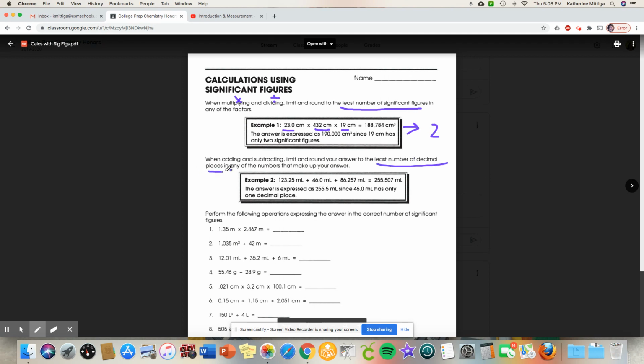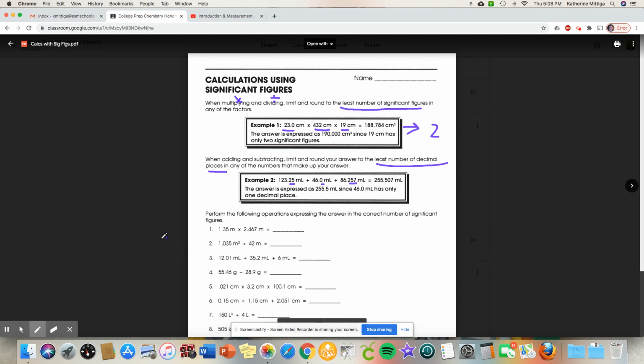Fewest number of decimal places. So not total sig figs. So instead of saying this has 5 sig figs, I say this has 2 decimal places. Instead of saying 3 sig figs, this is 1 decimal place. Instead of 5 sig figs, this is 3 decimal places. So add it up as you normally would, but round your answer to 1 decimal place.